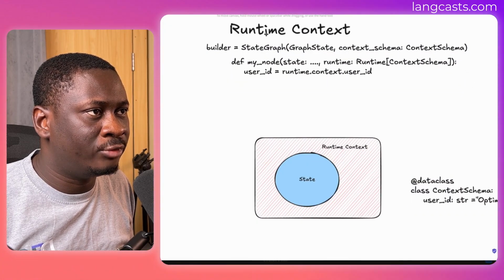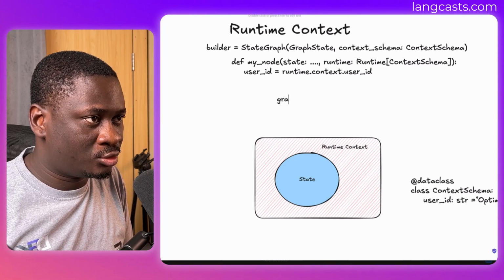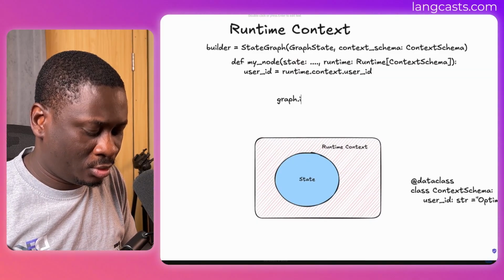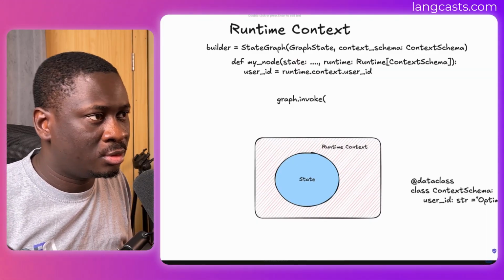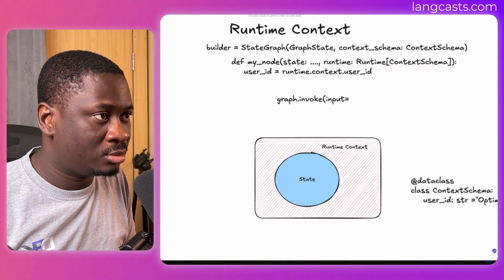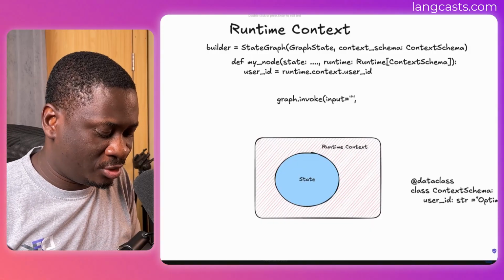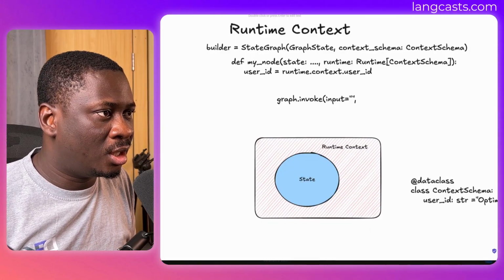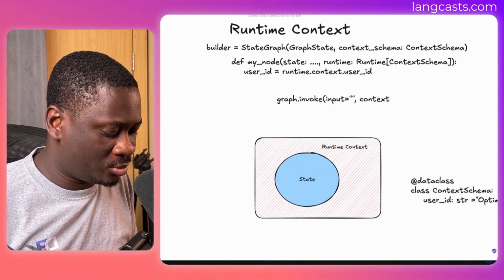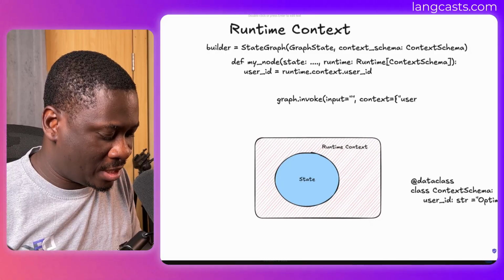So whenever you want to invoke your graph, and you need to override any one of your context properties, first you need to make sure that you're passing your state as input. You can't just pass it directly because you need to be able to use another argument. And the argument for passing in context is the context argument. And let's say we want to override the user ID. We simply just pass in another user ID.